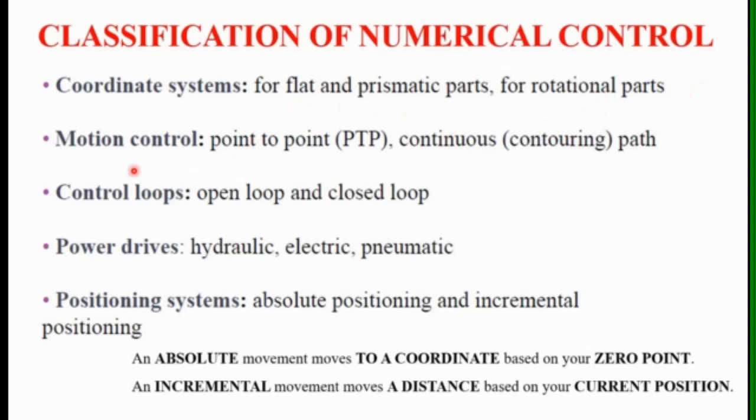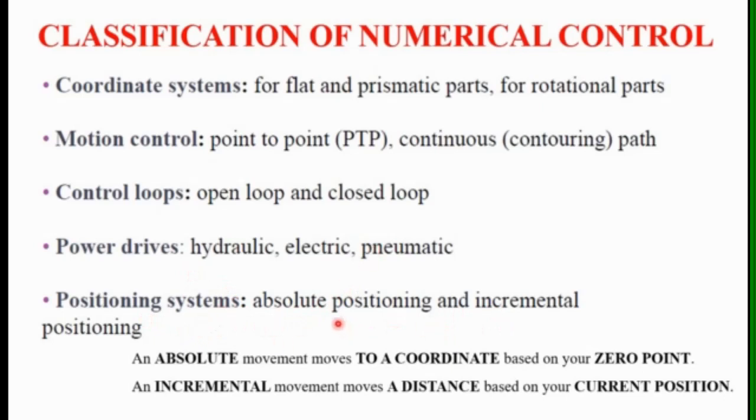Then according to the motion control, it may be point to point control, or continuous or contouring control, sometimes called path control. According to the control loops, it may be open loop or closed loop. We will discuss this in detail later on. According to the drives, it may be hydraulic, electric, or pneumatic. According to the positioning, there are two types: absolute positioning and incremental positioning.